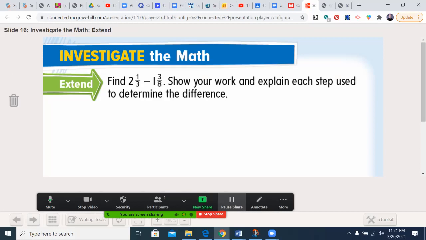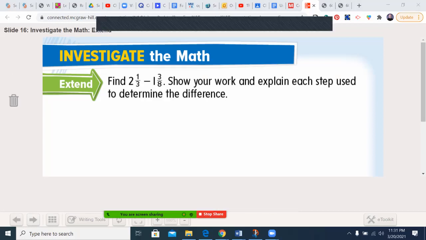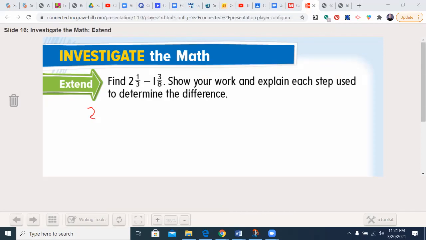All right, let's do this one here. 2 1/3 minus 1 3/8. First, we need a common denominator. And the least common multiple of 3 and 8 is 24. So it's going to be 2 8/24 minus 1 9/24.